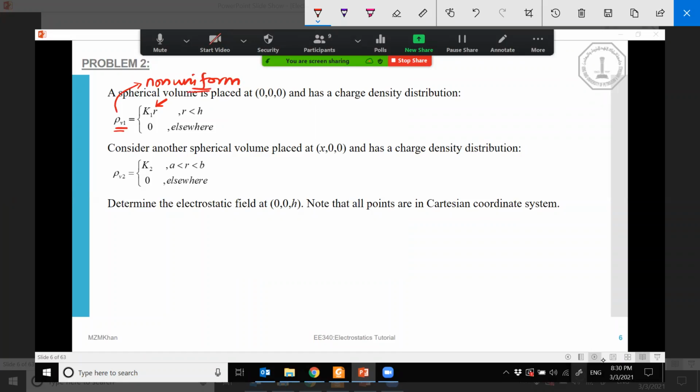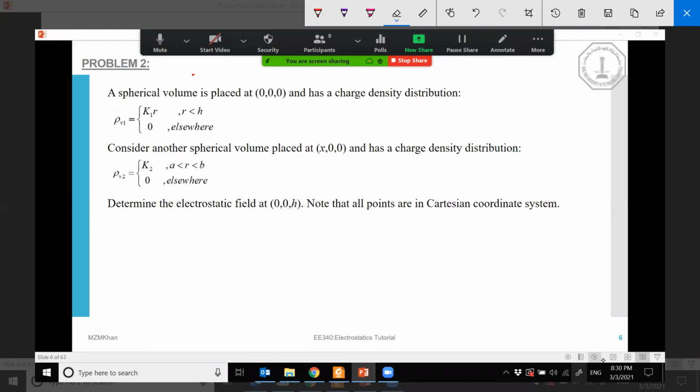This is important. You need to be careful. So therefore, whenever you want to find the charge, you cannot take it outside. You have to keep it inside the integral and then do the integration. Okay. So now, what do we need to do this?